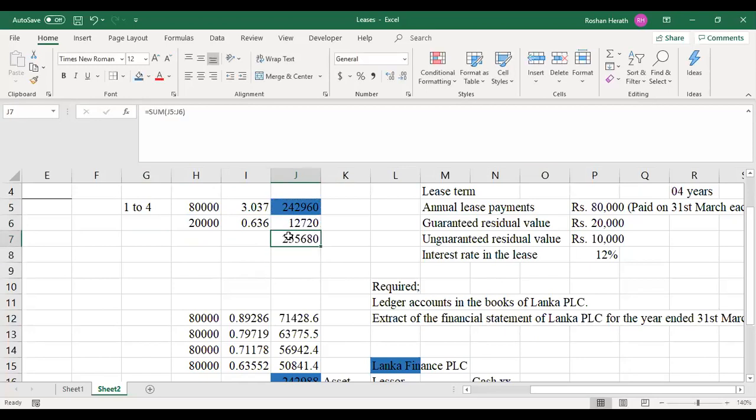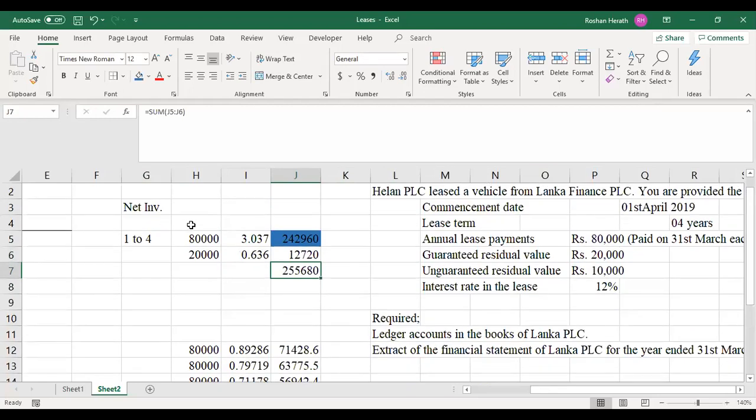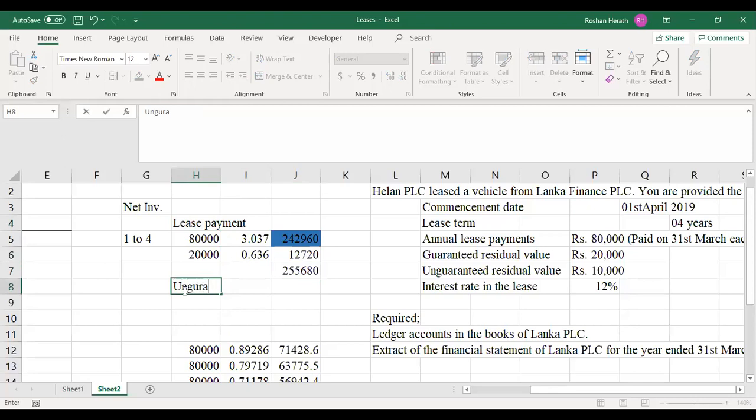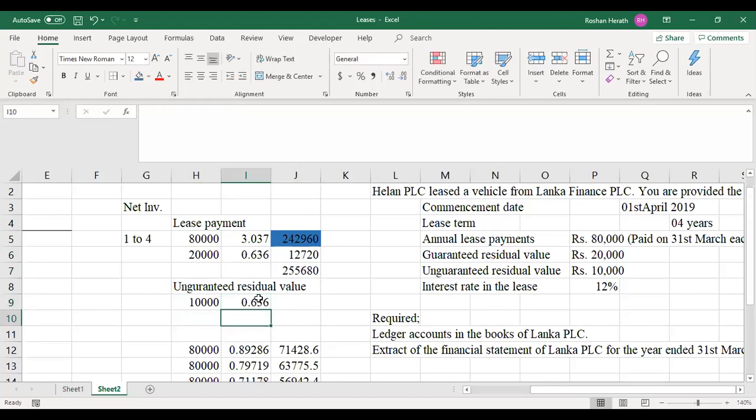But when it comes to the net investment, it's not all about the lease payment, but also there must be an unguaranteed residual value. What is unguaranteed residual value? The question gives that it is 10,000. That should also be considered, discounting at the end of the lease term, 0.636.